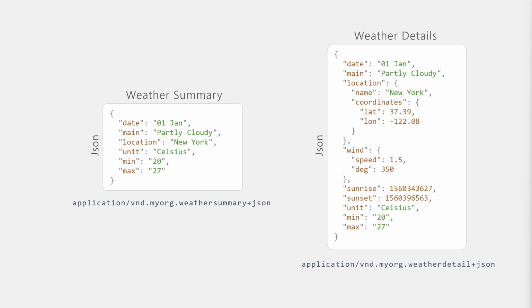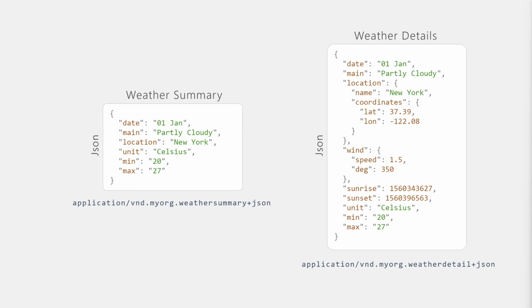Here, weather summary will become application/vnd.myorg.weather.summary+json, and the detail will be represented by application/vnd.myorg.weather.details+json. These are called vendor media types. They are more like fully qualified names for your model.